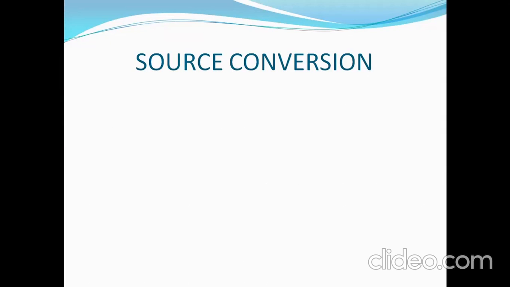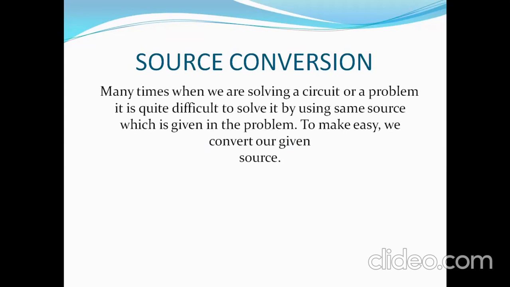So what are actually the sources? In normal cases, we know that we have two types of sources. One is voltage source, one is current source. So here we are going to convert voltage source to current source, or current source to voltage source. Now, many times when we are solving a circuit or a problem, it is quite difficult to solve it using the same source which is given in the problem. To make it easy, we convert our given circuit.